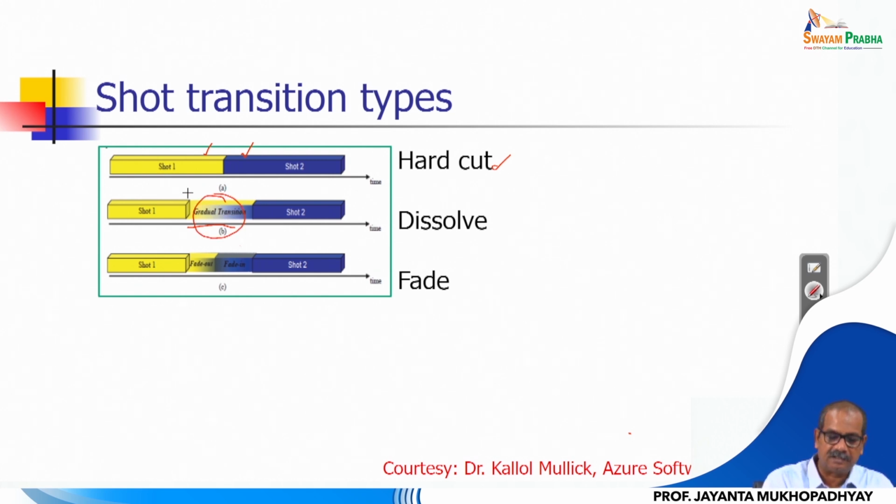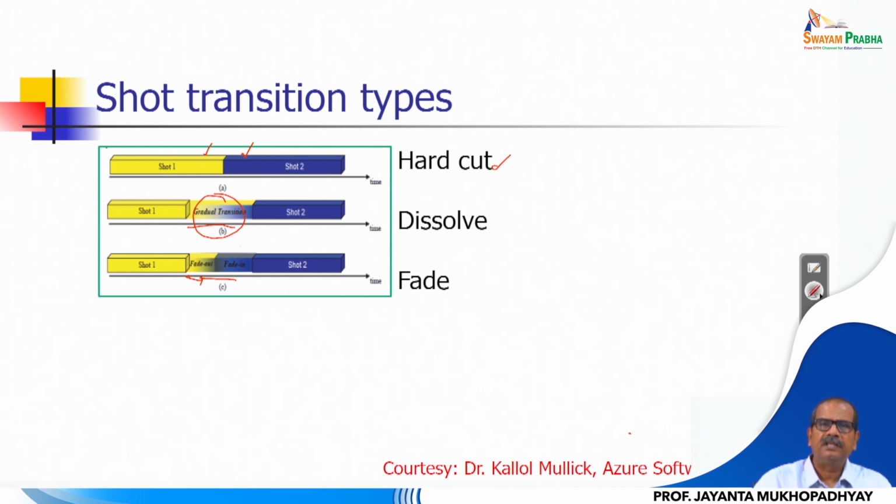These are gradual transitions. Whereas fade out and fade in, as you can see, the frames of the shot itself, those intensities are gradually diminishing, and in the other shot the intensities are increasing, and in between also there could be additive mixing. So this is that fade out, fade in transitions. That's what we can understand.